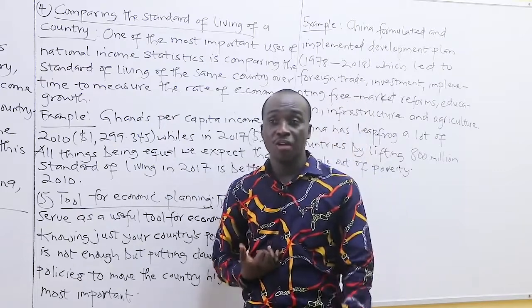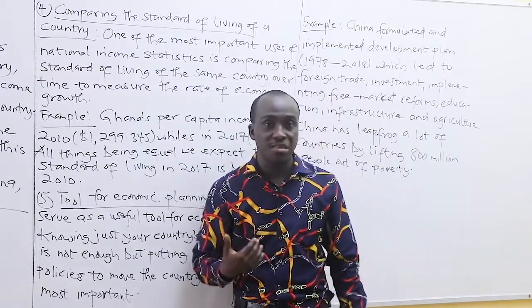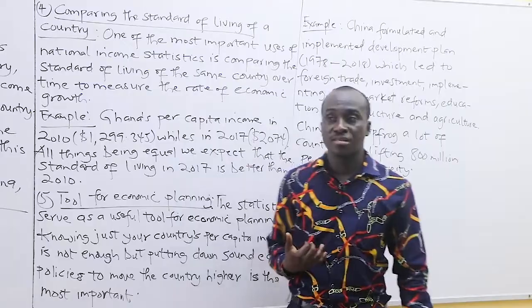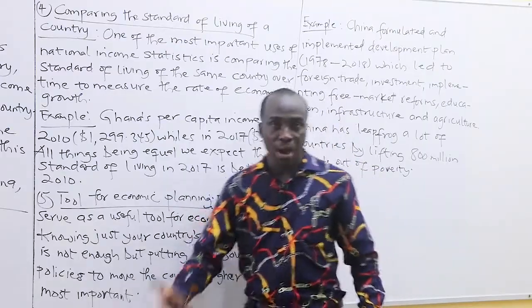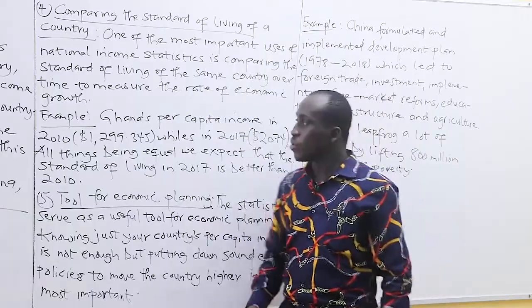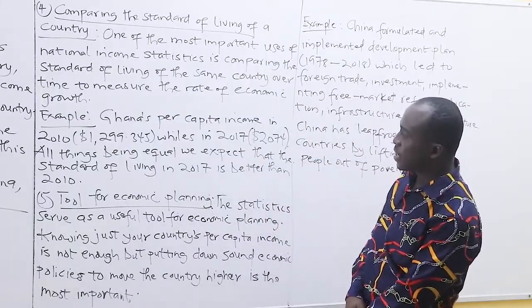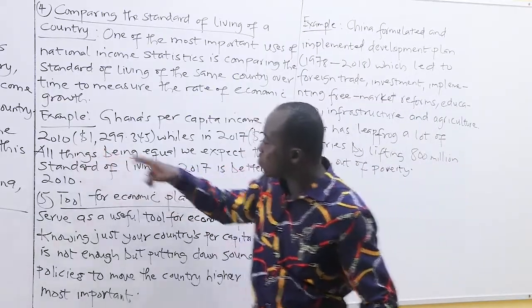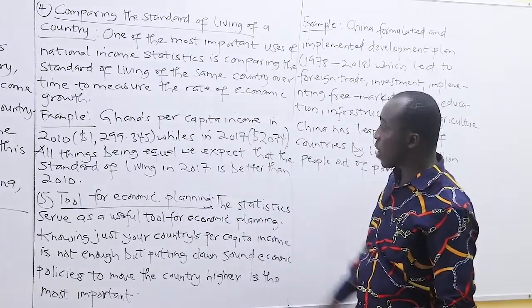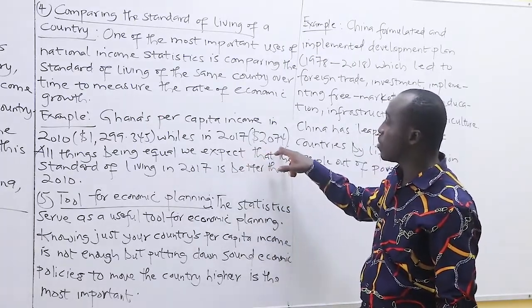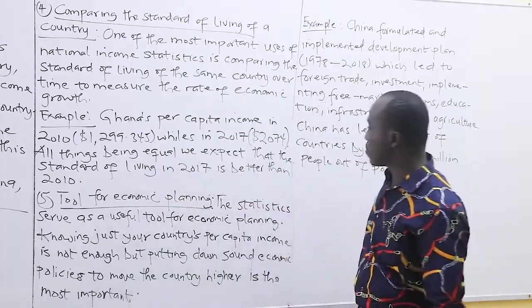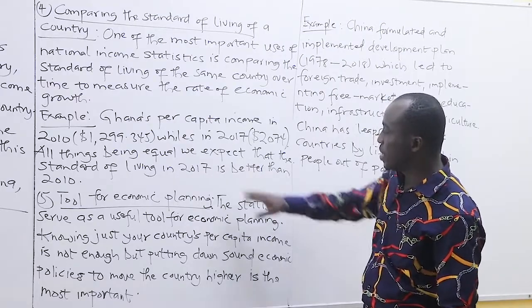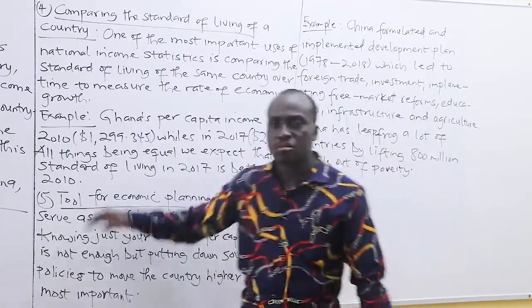1957 to now, have we moved forward? Have we moved backward? 1957 to 65 years. So you can compare the per capita income over the period. Have you moved forward or backwards? Right? So, for example, Ghana's per capita income in 2000 was $1,299, whilst in 2017 it was $2,704. All things being equal, we expect that the standard of living in 2017 is better than 2010.